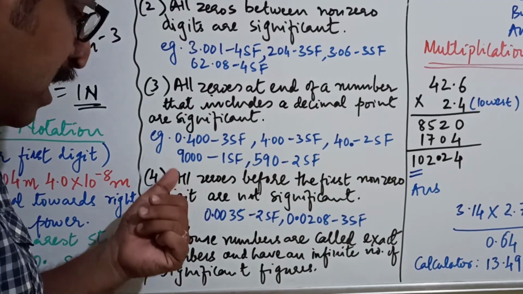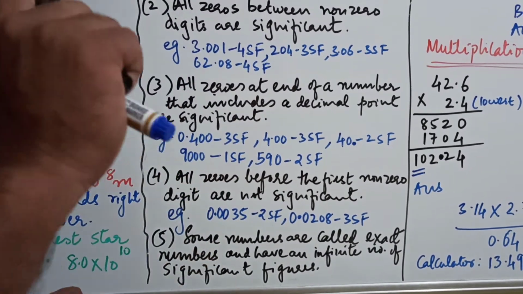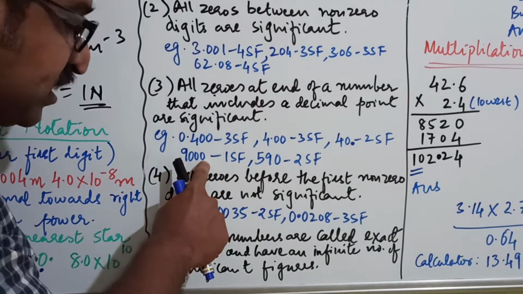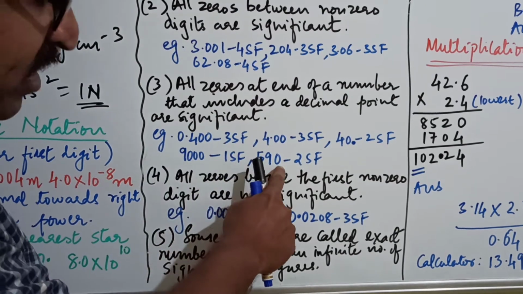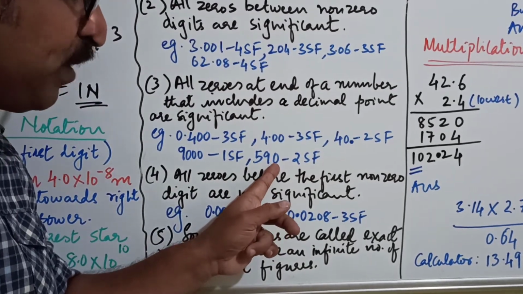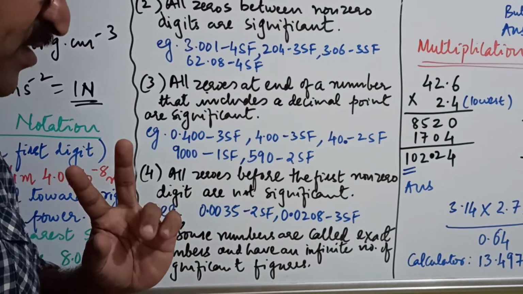But if you come here, 9,000, there is no decimal given. So in that special case, there is only one significant figure, that is of 9, because there is no decimal put over here. 590, there is no decimal put after this 0. So this 0 becomes insignificant. So it becomes 59, 2 significant figures.